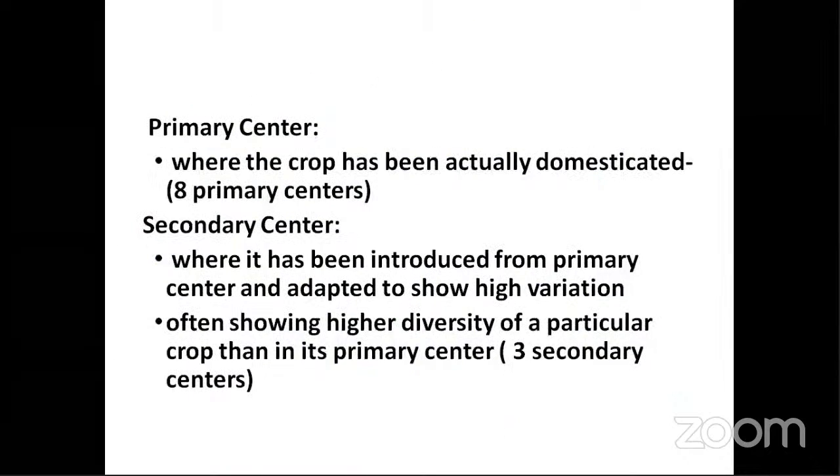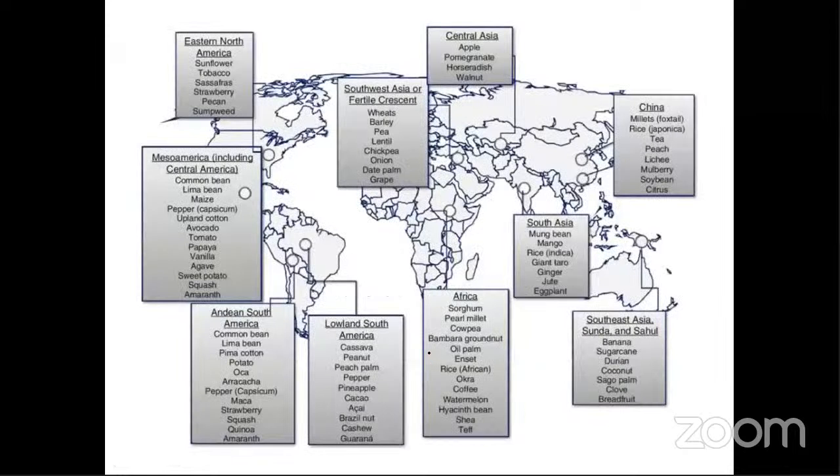Two terms are important: the primary center of origin and the secondary center of origin. Primary center of origin is the one where the crop was actually domesticated, so there are 8 primary centers. Secondary center of origin is where the crop was later introduced from the primary center, and it is much more adapted there and shows a significant amount of variation over that particular area. Each crop will have primary and secondary centers of origin. From here you need to remember the important ones.